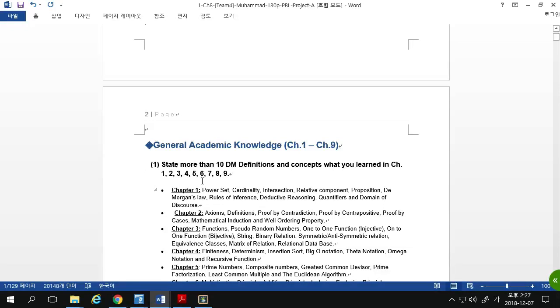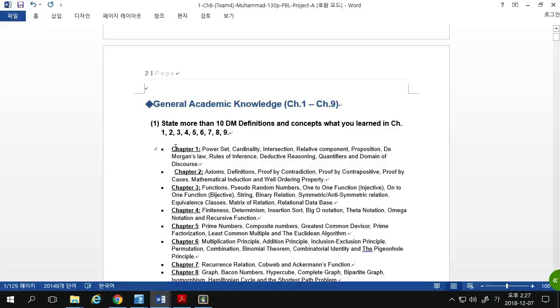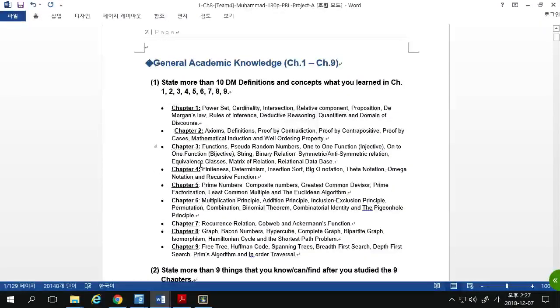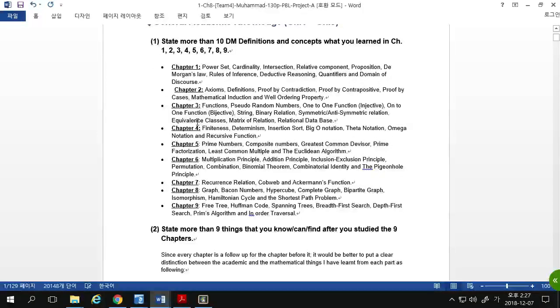In this section, the professor asked us to summarize what we have learned in the previous 9 chapters. So I tried to use the definitions that are the most frequent and the most useful from each chapter. Starting from chapter 1, we had some terminologies like power set, cardinality, intersection. By using these terminologies, we got some sort of introduction to the first chapter, which is the set chapter. Secondly, we learned about the proofs, and we had many different kinds of proofs, like proof by contradiction, proof by contrapositive, proof by cases, and so on.